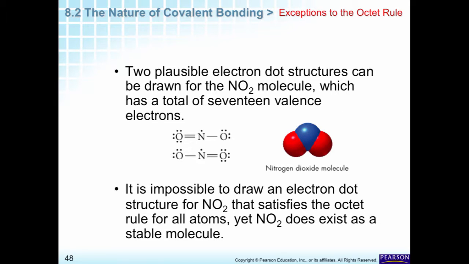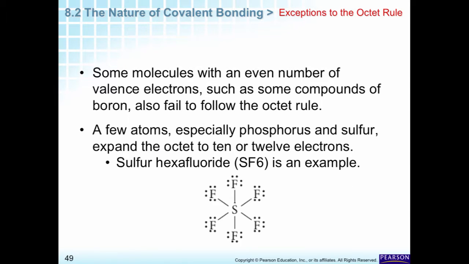All right, two plausible electron dot structures can be drawn for NO2, which has a total of 17 valence electrons. It's impossible to draw an electron dot structure for NO2 that satisfies the octet rule for all atoms, yet NO2 does exist as a stable molecule. So this is an exception, NO2.